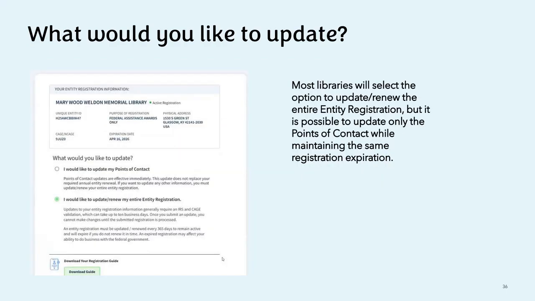And then it will ask you what you want to update. By default, the system will say, I would like to update, renew my entire entity registration. Again, this would be if you're doing a renewal. It is possible to go in and update only the points of contact section without actually resubmitting the registration. But again, that's going to keep your original registration deadline. So if you're coming up close to the deadline, you do want to go ahead and renew the entire thing.